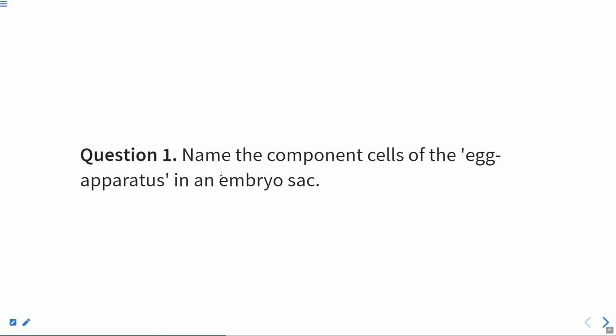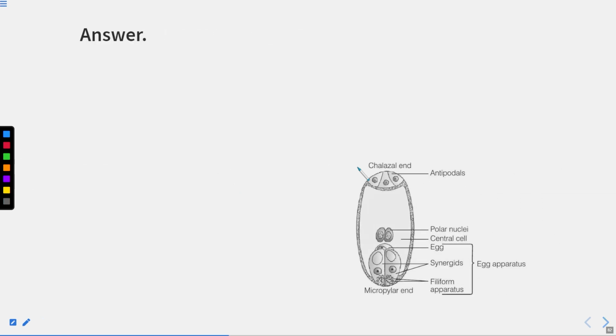The first question is, you have to name the component cell of the egg apparatus in an embryo sac. So embryo sac consists of an egg apparatus, which consists of egg cell and the synergid cell. And this egg apparatus is present at the micropylar end. And then at the chalazal end of the embryo sac, antipodals are present. And in the center, what are present? The two polar nuclei.